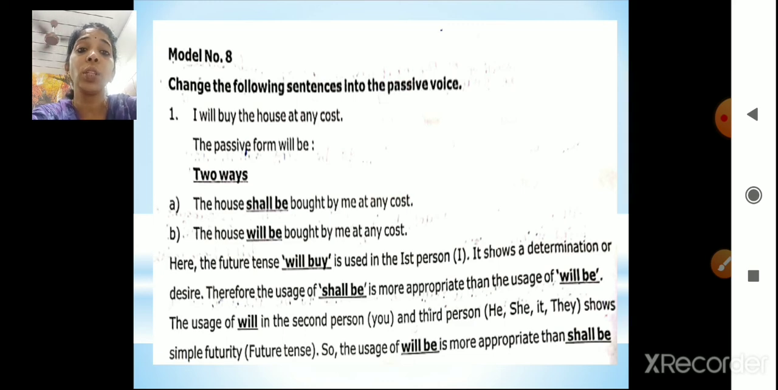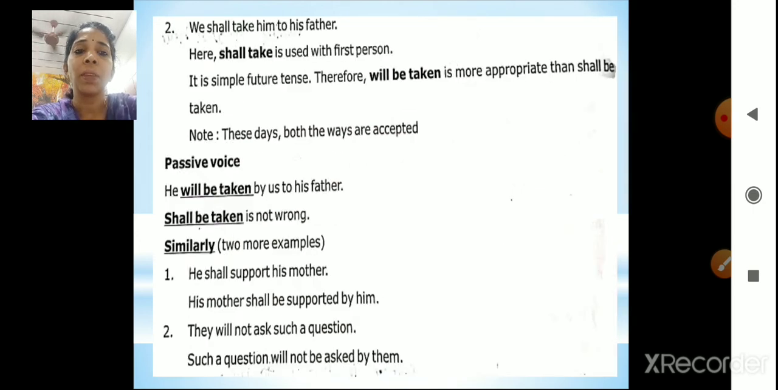Now, the usage of will in the second person, that is you, and third person, that is he, she, it, they, shows simple futurity in future tense. So when will is used in case of second person or third person, the usage of will be is more appropriate than shall be. But students, nowadays both things can be used. Nowadays both the ways are accepted.